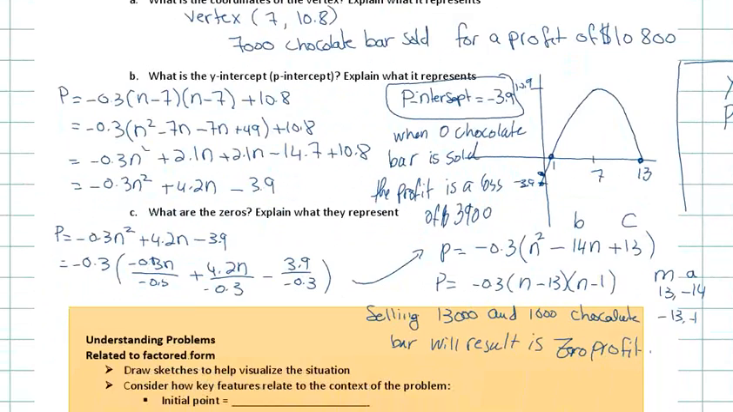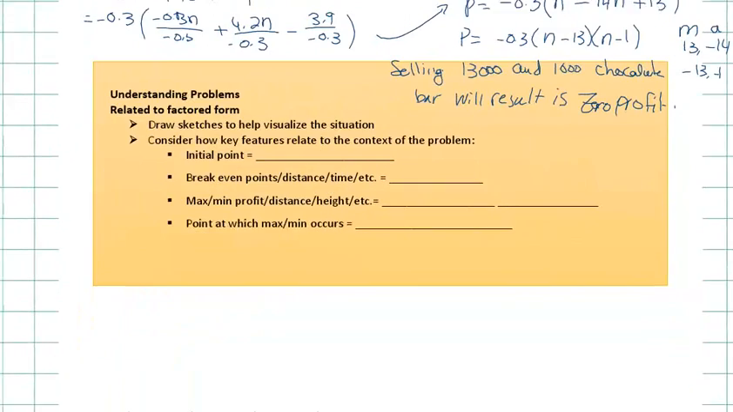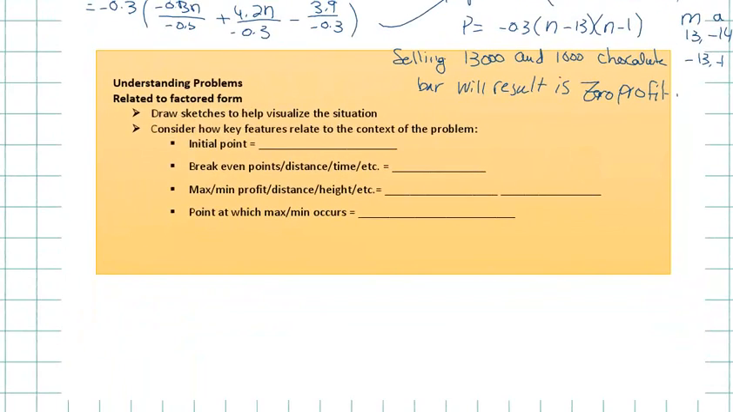Then consider the key features related to the context of the problem. Okay? Remember that the key features are the following: the y-intercept, the x-intercept, the optimal value, the axis of symmetry, right? And the vertex, which is the last two. Okay? It's not going to be any rocket science. It's not going to be anything outside of these 5 key questions.